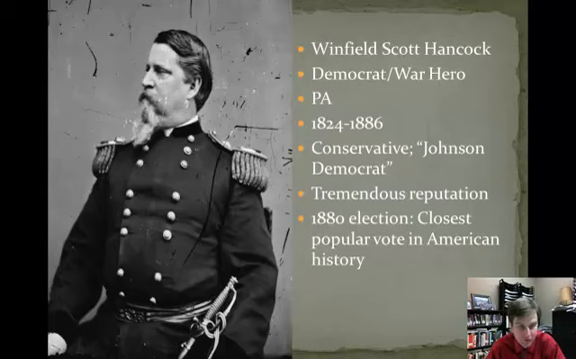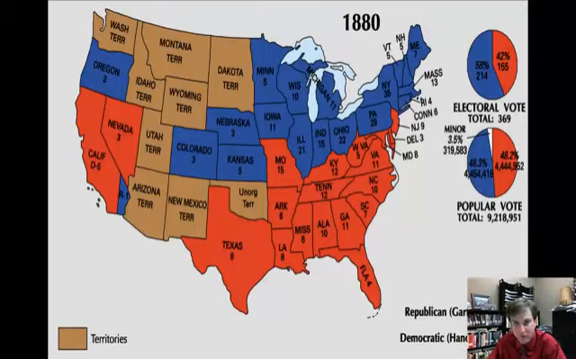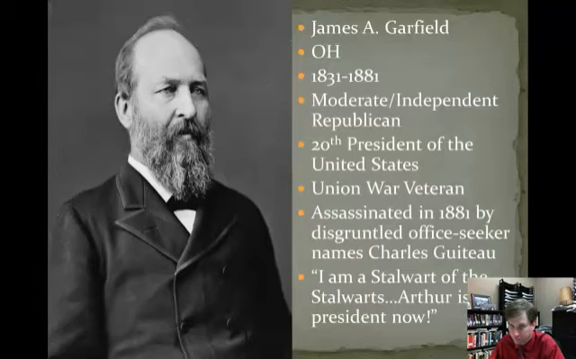Now, the 1880 election will be the closest popular vote in American history for president. And as you can see on the map, the candidates are only separated by about 10,000 votes. So you can see Garfield is going to win in the Electoral College, but he won't get 50% of the popular vote, and Hancock barely loses in the Electoral College. This is a very close election.